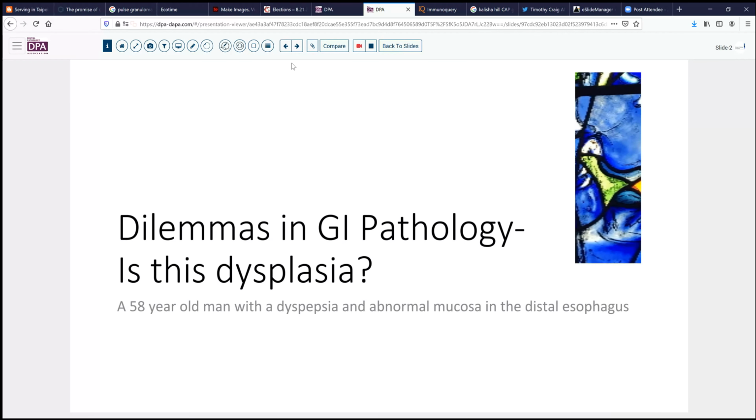So this is a dilemma that comes up not infrequently. Is there dysplasia in this sample? And if so, to what degree do we worry about it, and so forth, particularly in the realm of esophageal pathology. So our case today, a 58-year-old man who's had dyspepsia for some years and on endoscopy has an abnormal appearing mucosa in the distal esophagus.